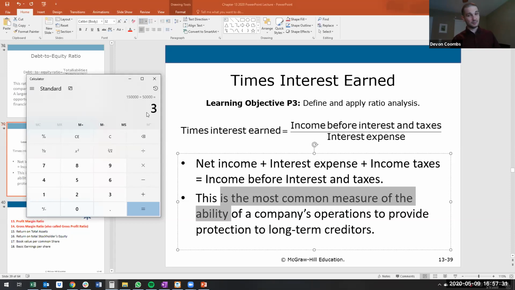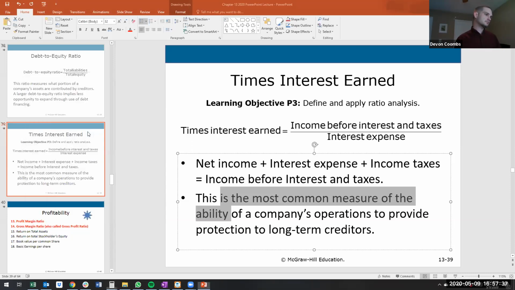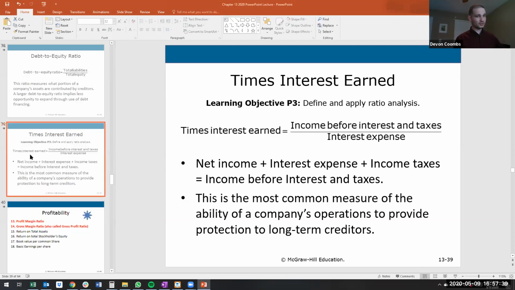If you get less than 1, your company is in significant trouble. It means you can't afford your interest payments. Same thing personally. You could do this with your personal finances. And if your interest expense is higher than your income, you're probably in financial jeopardy, and you would need to work with a debt consolidator at that point.